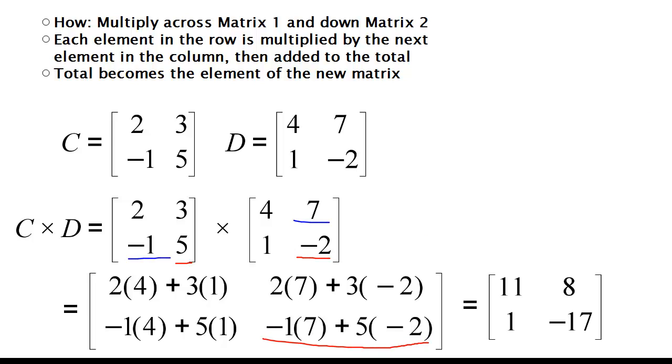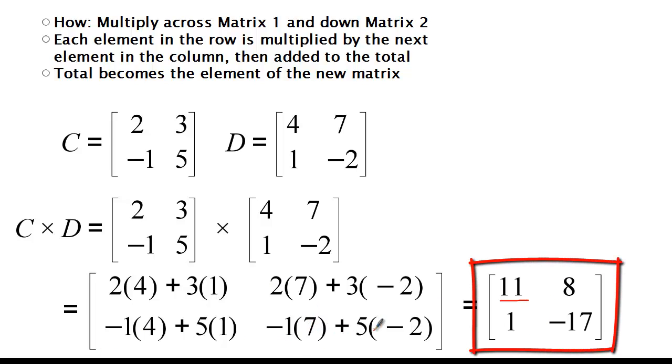As with any matrix operation, you've got to be careful with your negatives, but when we add these elements up, we get 2 times 4 plus 3 times 1 is 11. This number turns out to be 8. This number 1, and negative 1 times 7 plus 5 times negative 2 is negative 17. So our final result of multiplying matrix C by matrix D is 11, 8, 1, negative 17. It is a 2 by 2 matrix.